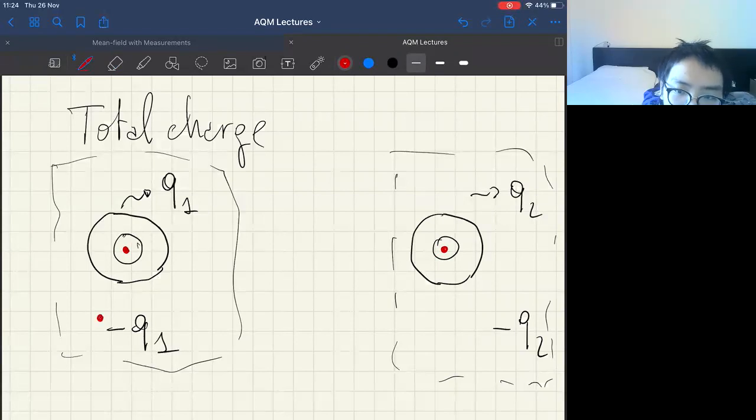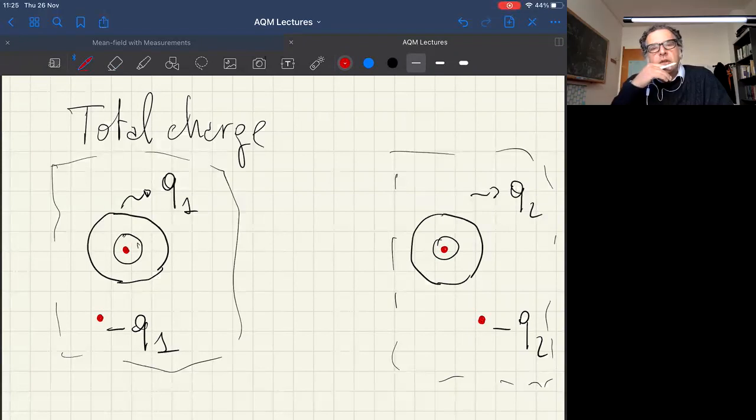Professor, the charge inside the circle, is the circle some kind of conductor, or is it just an insulator? For the discussion here, it does not matter. Just take an insulator. So there is no induced charge, nothing.